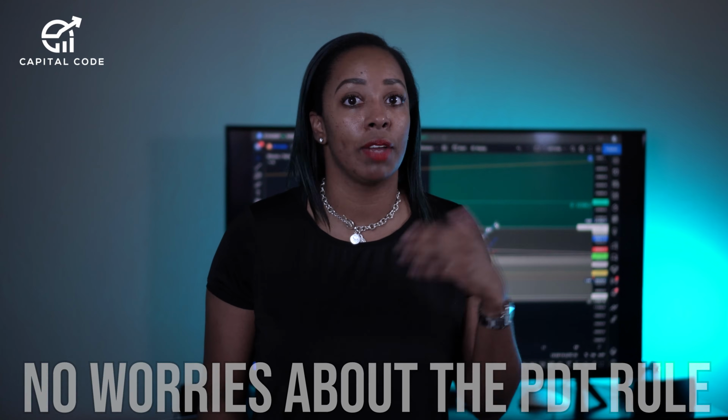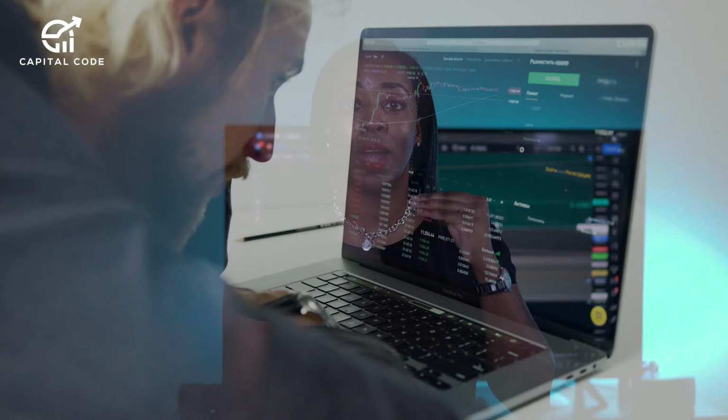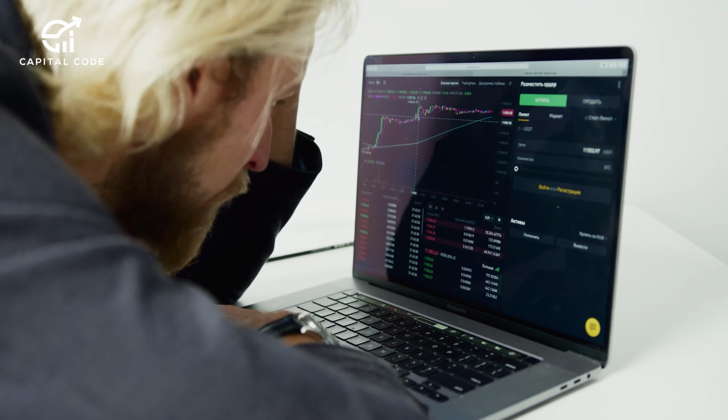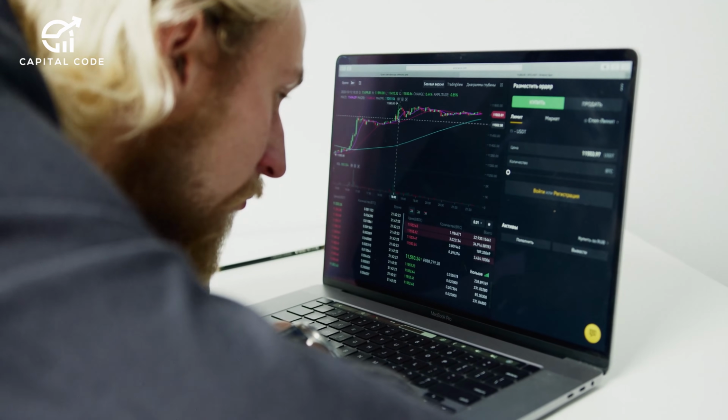And then the other benefit of having a cash account is that you don't have to worry about the PDT rule. If you're not familiar with PDT rule, it's basically a pattern day trader rule that says that you can't make more than 3 round trips, that means buying or selling something within a given 5-day period. So when you have a cash account, you're not subject to that PDT rule. You could do as many round trips as possible because you're only using the cash that you have in your account.